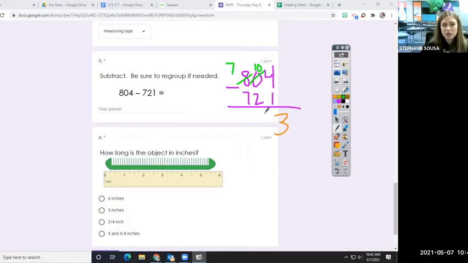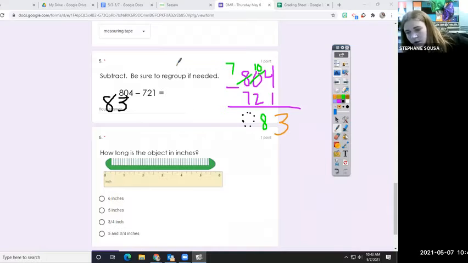10 tens subtract 2 tens is equal to 8 tens. 700 subtract 700 is equal to 0. So there is an imaginary 0 there. And that answer is, of course, 83. Questions?